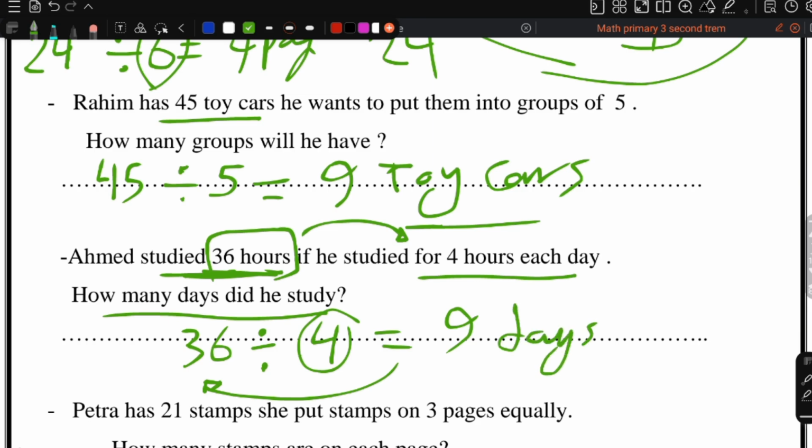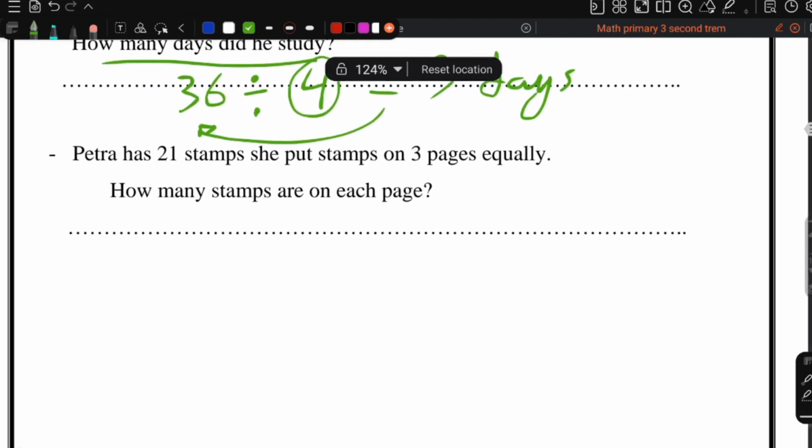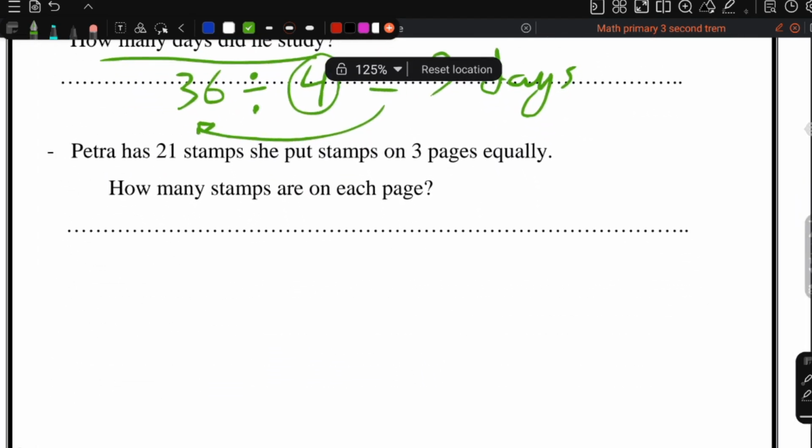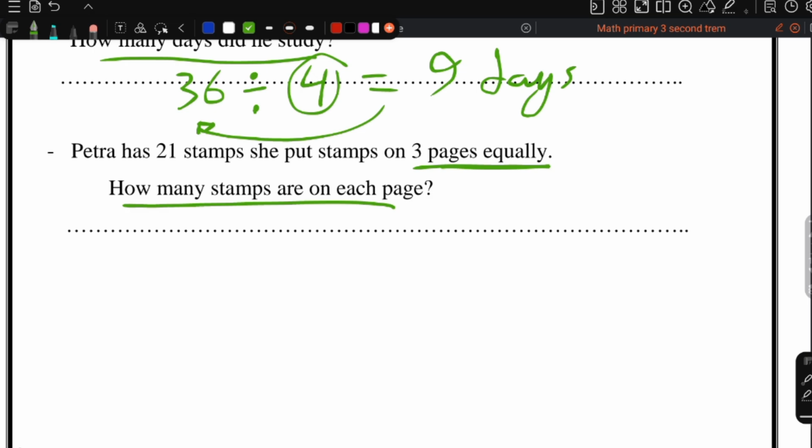Okay, and the next question: Petra has 21 stamps. She bought stamps on 3 pages equally. How many stamps are in each page? So in each page, how many stamps? You will divide 21 divided by 3 equals 7 stamps.